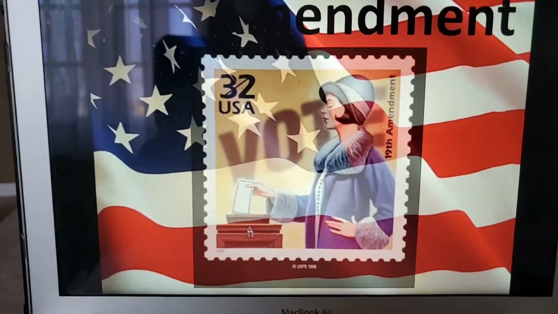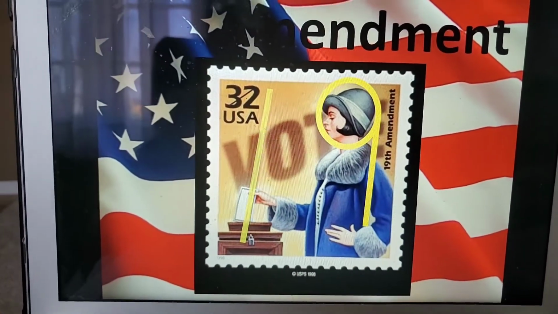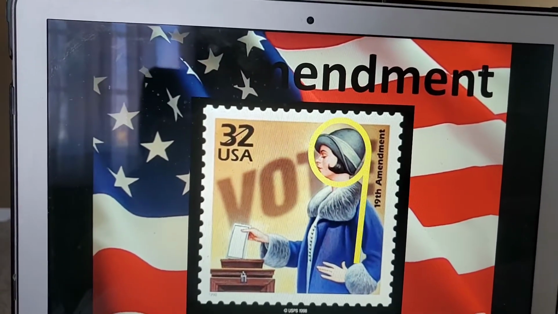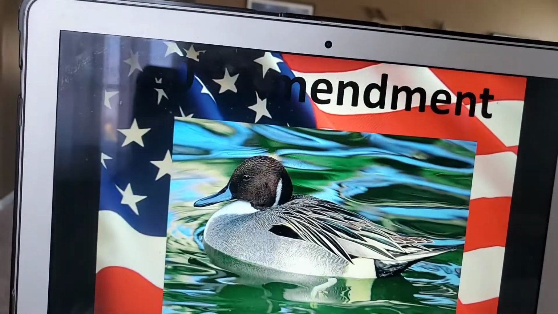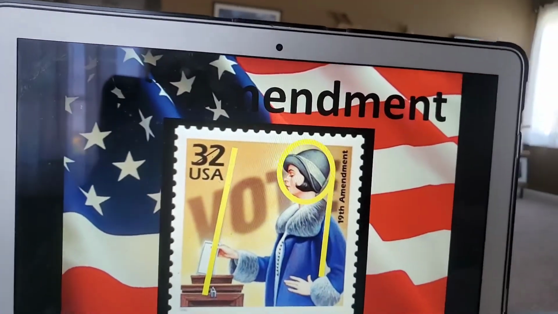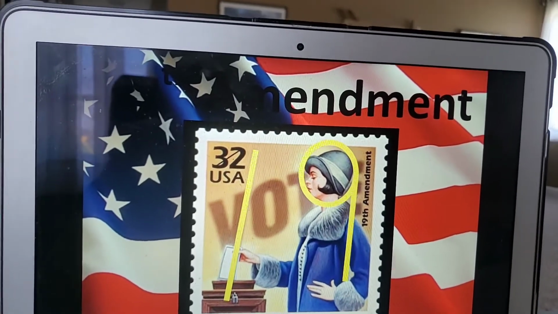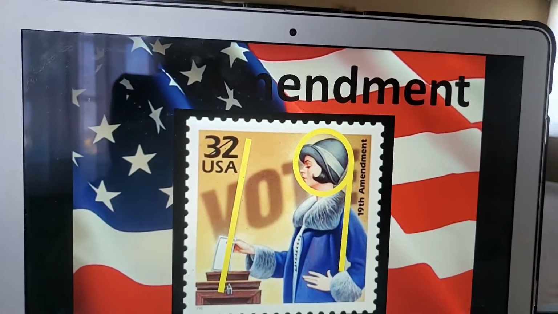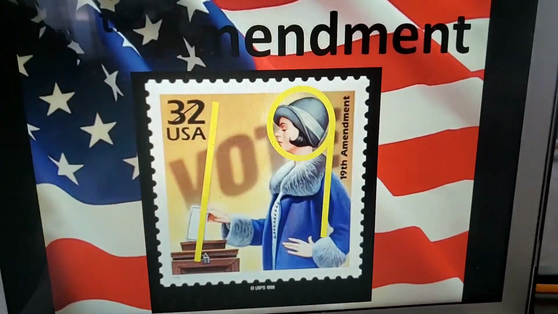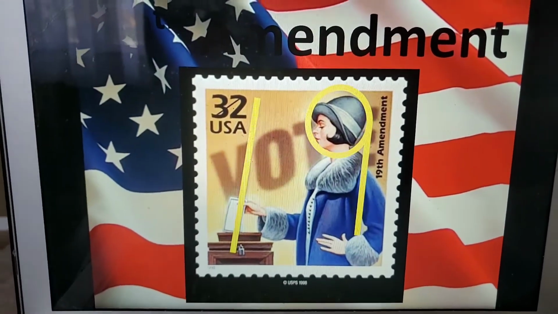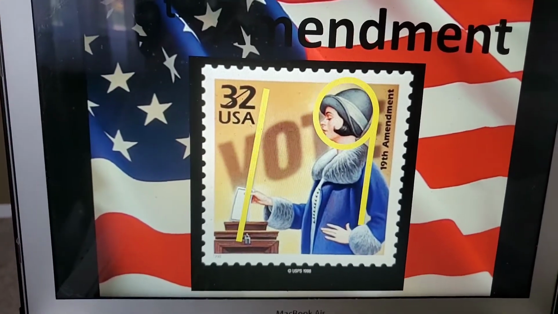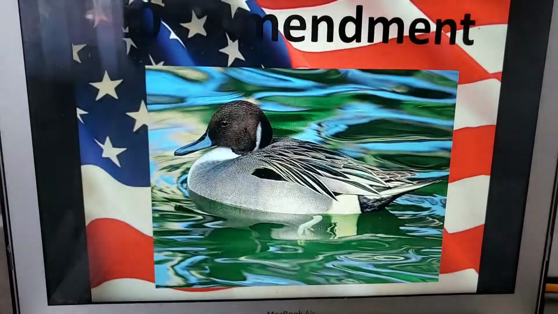Alrighty, 19th Amendment gives women the right to vote. A lot of this kind of came out of the factories in World War I. During World War I, women are kind of called to go work, and then after that, it became increasingly more and more difficult to argue that they shouldn't have that right. So, 19th Amendment, women get the right to vote.